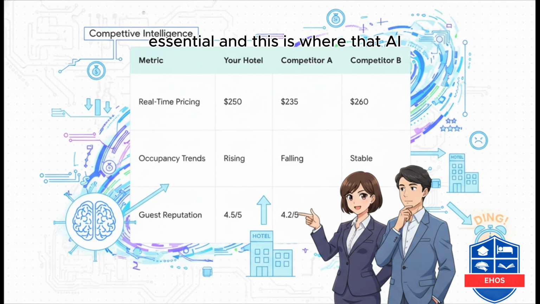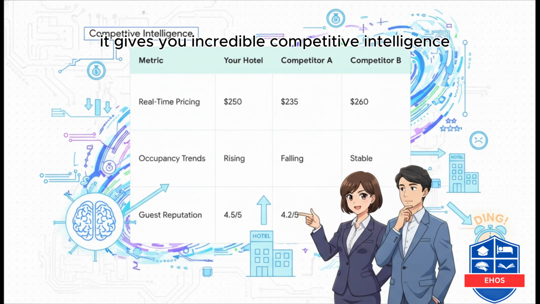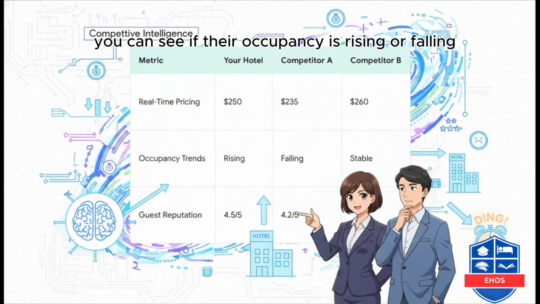And this is where that AI watchdog becomes a powerful spy. It gives you incredible competitive intelligence. You're not just seeing your own data, you're seeing your comp set's real-time pricing. You can see if their occupancy is rising or falling. You can even track their guest reputation scores.